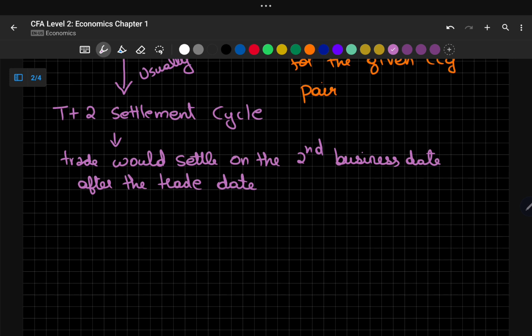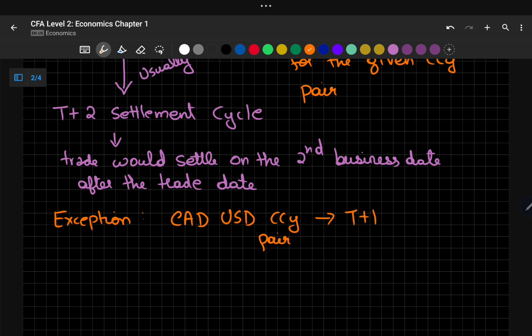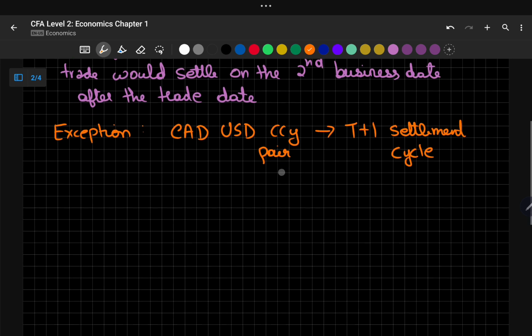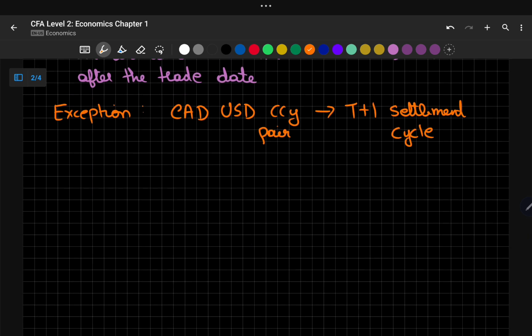There is an exception. Which is the exception? As per the curriculum, the exception quoted is the CAD USD currency pair, which has a T+1 settlement cycle. So CAD USD has a T+1 settlement cycle. So that's also done.